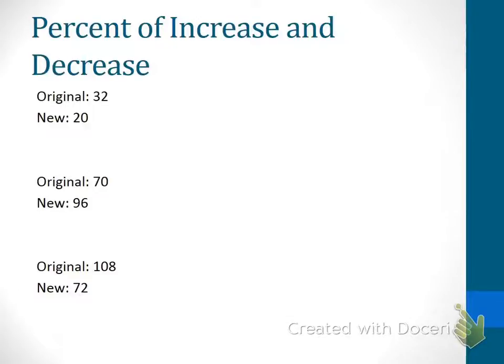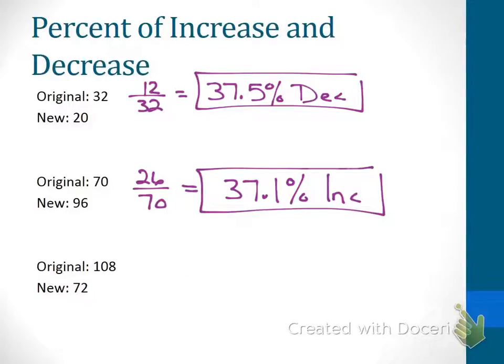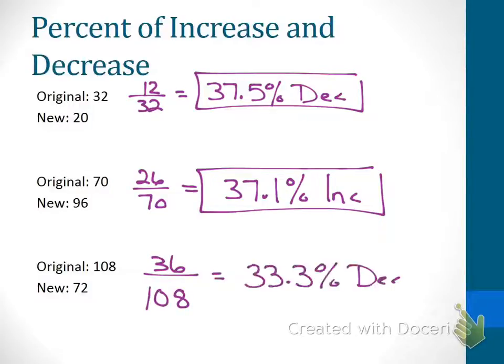What is my AOC on the first one, my amount of change? 12 divided by 32. Did you get 37.5%? Increase or decrease? Decrease. What about the next one? What was your percent? 37.1%. Did you round correctly? Make sure you round correctly. What about the third one? Very good, and decrease. So that's percent of change. You have a section like that on your test tomorrow.